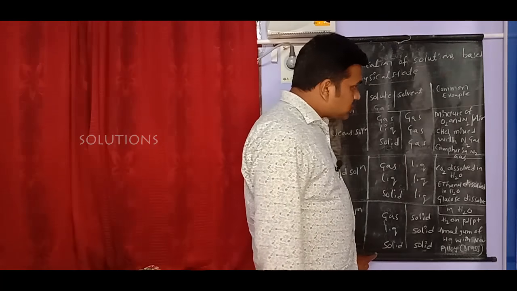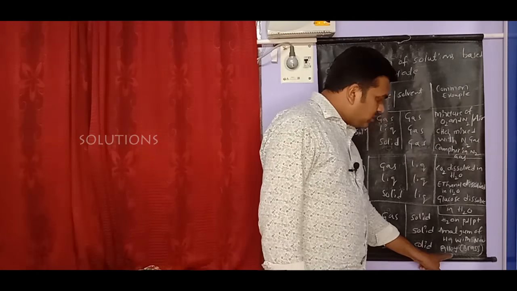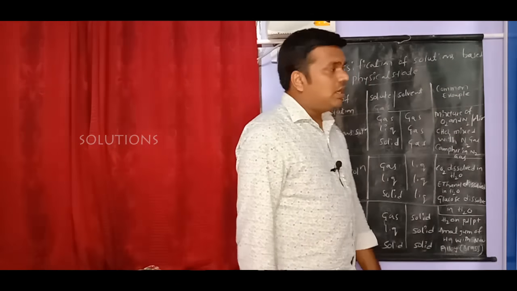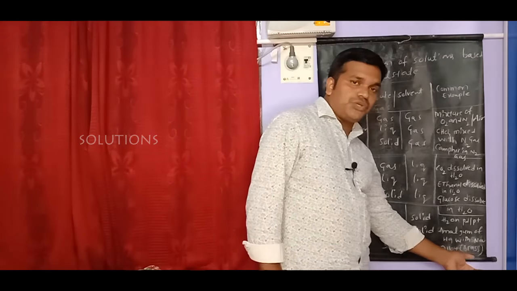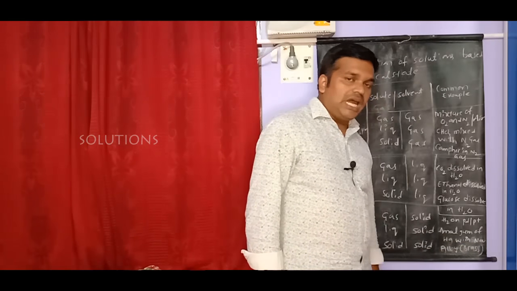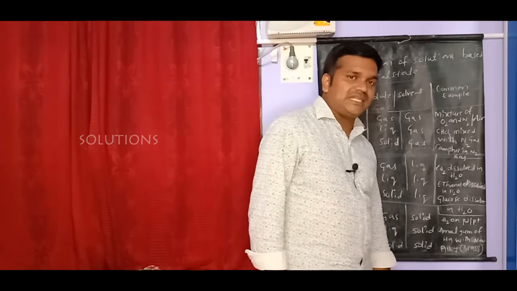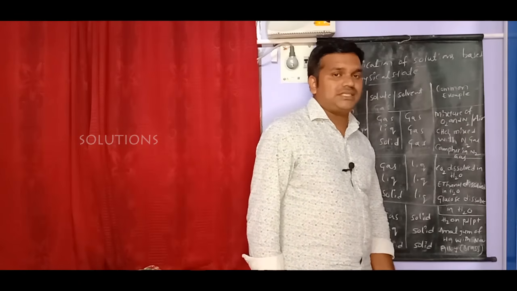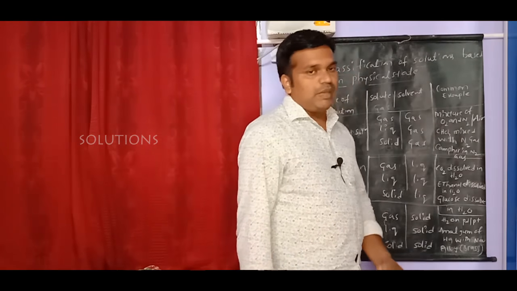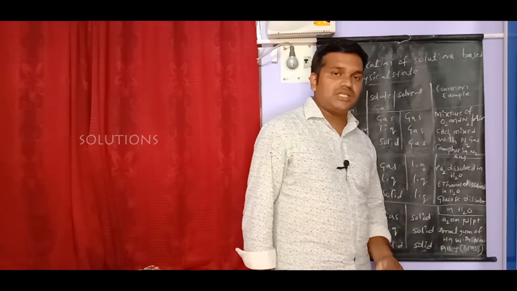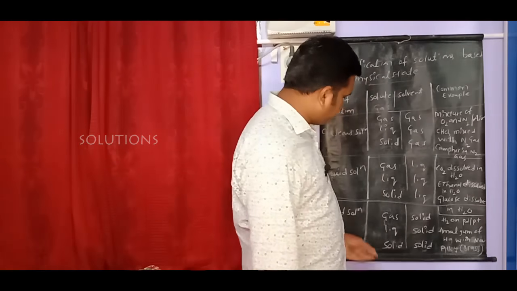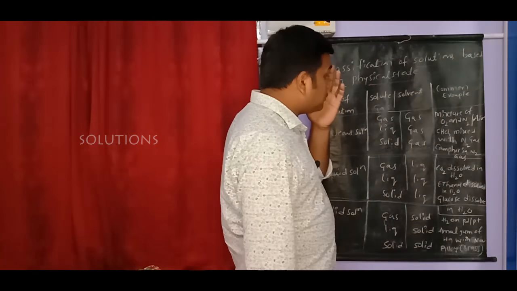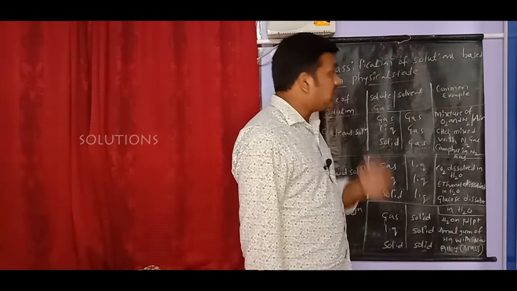So the solute is solid and the solvent is solid. What is the example I wrote here? Alloys. You know, an alloy is a mixture of two or more metals. What are the examples of alloy? Brass, bronze, or we can say gold also. It is an example for which type of solution? Solid and solid solution, because ornamental gold contains some amount of copper. So because of that, gold also comes under what type of solution? Solid solutions.